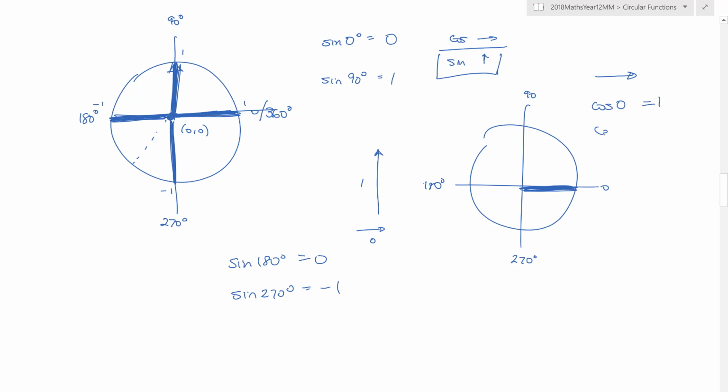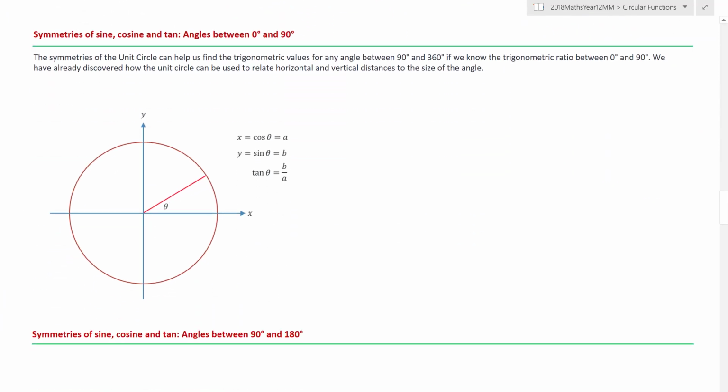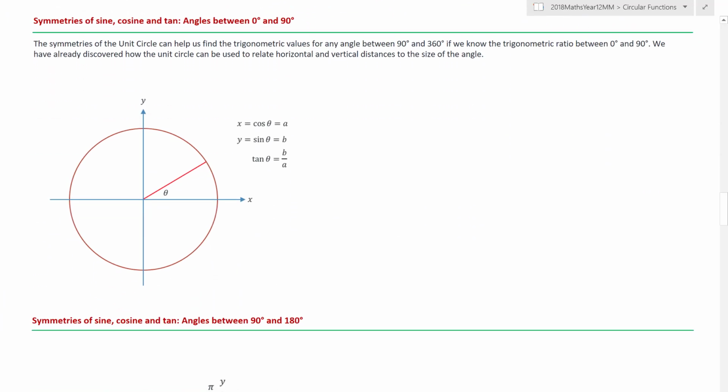What about the cosine of 90 degrees? Well, there is my 90 degrees. Has it gone any horizontal distance to go from the origin to that point? No. So the cosine of 90 is actually 0. And you continue working around the unit circle in that way to help you. I think it's just brilliant. But what about finding angles between, say, 0 and 90 degrees?